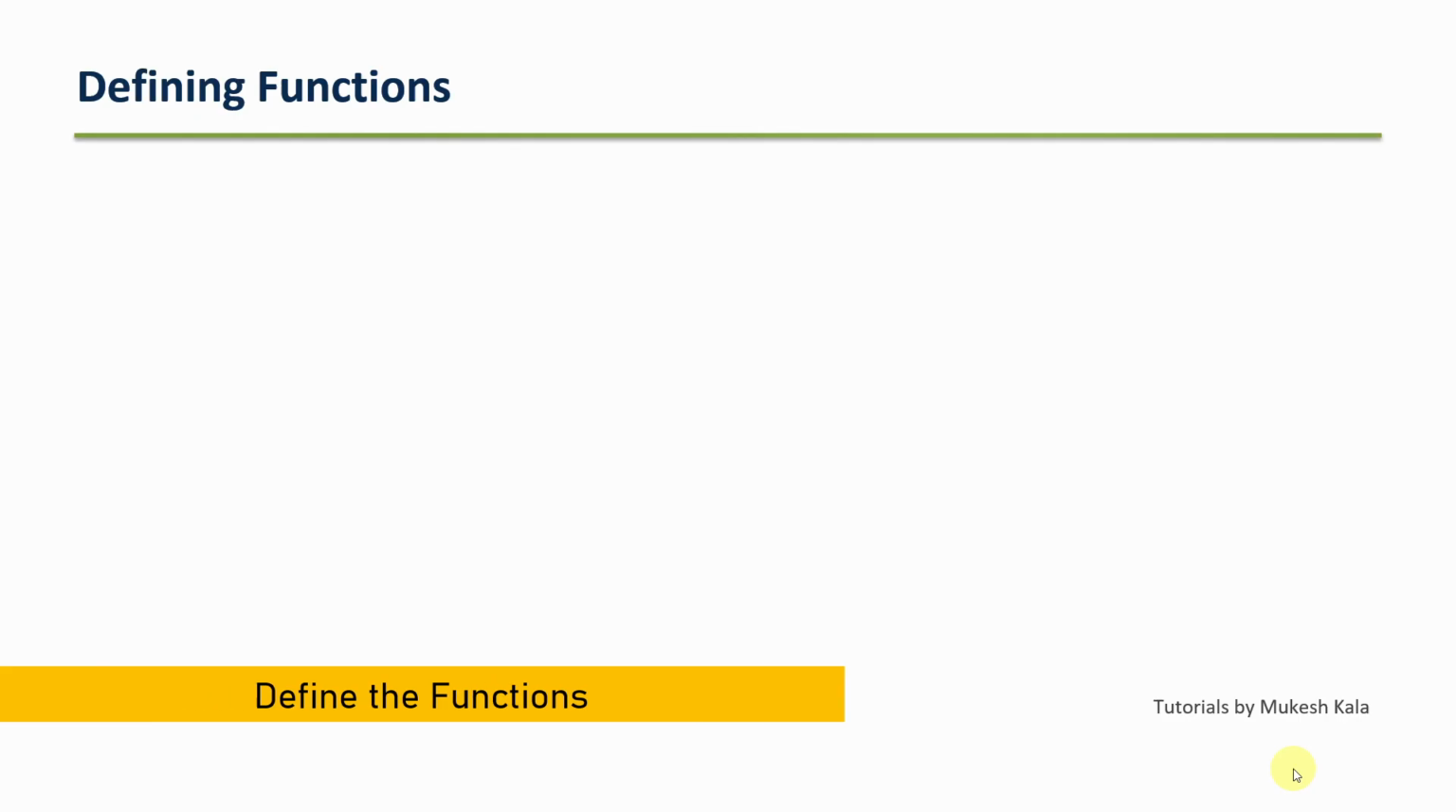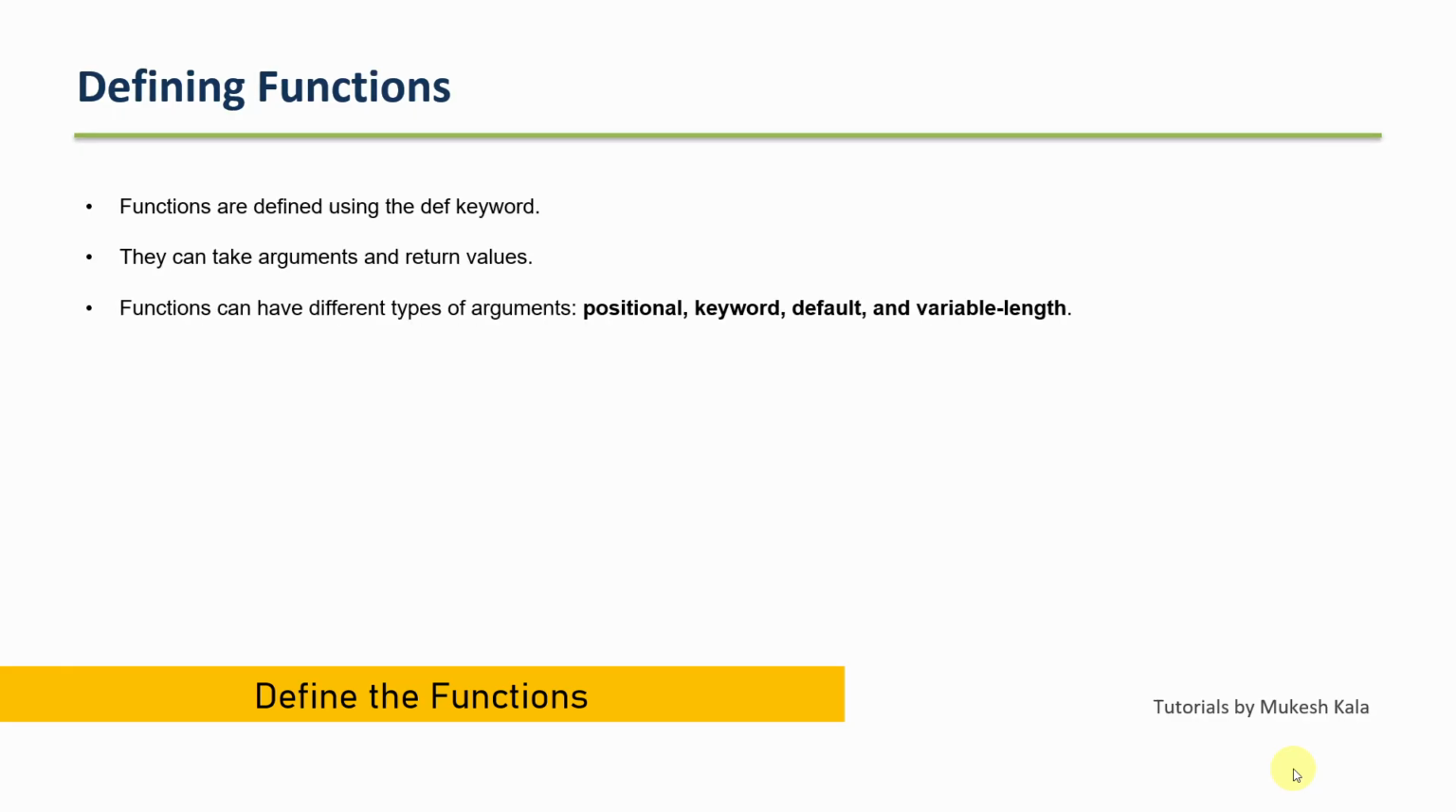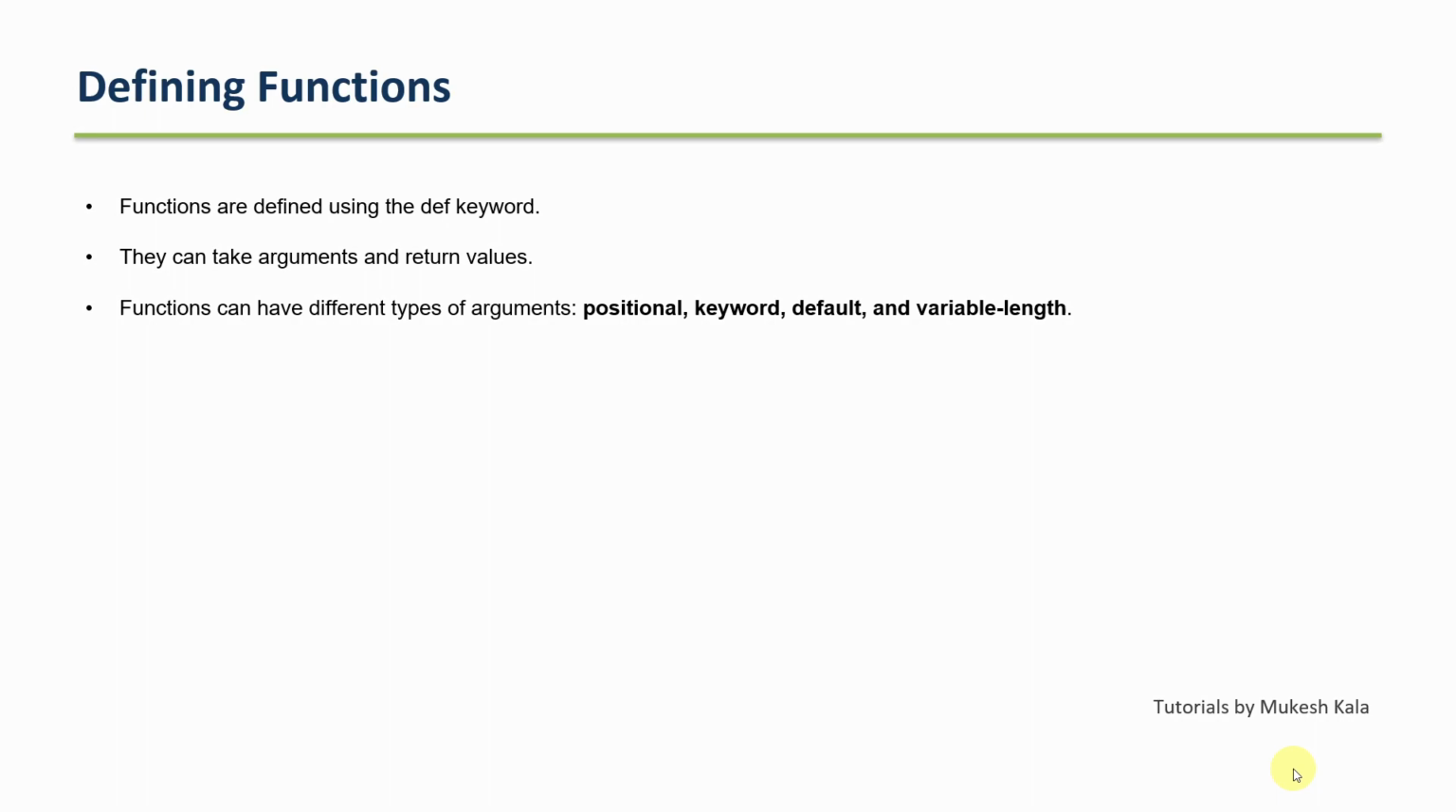Once you have created the file, let's quickly see how you define functions. Functions are defined using the keyword def. Keywords are something reserved by Python, so you have to use the keyword def. Functions can take arguments and return values. In a simple example, the argument can be a number. If you want to check whether a number is even or odd, the argument is a number and the return value is odd or even.